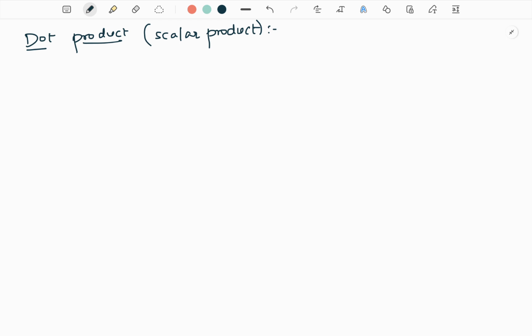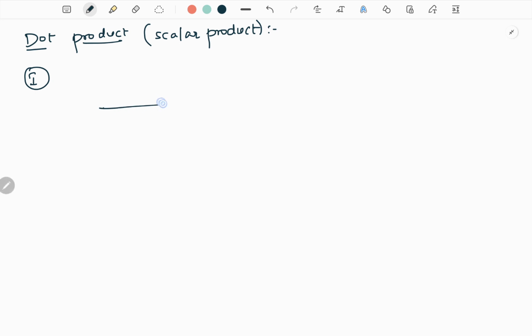One way, the first way, is provided you know the magnitude of both vectors and the angle between them. And in the second method, the two vectors are given in vector form, that is, as a sum of their components.